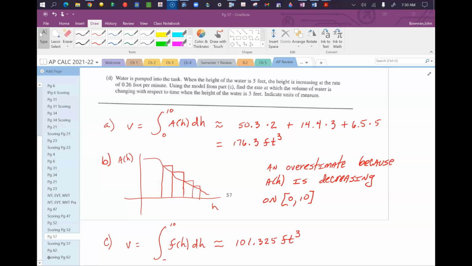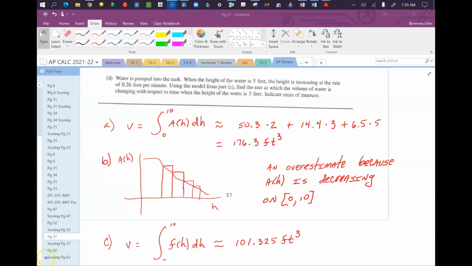As can be expected in part D of this question, and in these questions in general, they throw what I would consider kind of a curveball at you. So let's take a look at this question. Water is pumped into the tank. When the height of the water is 5 feet, the height is increasing at a rate of 0.26 foot per minute. Using the model from part C, find the rate at which the volume of water is changing with respect to time when the height of the water is 5 feet.